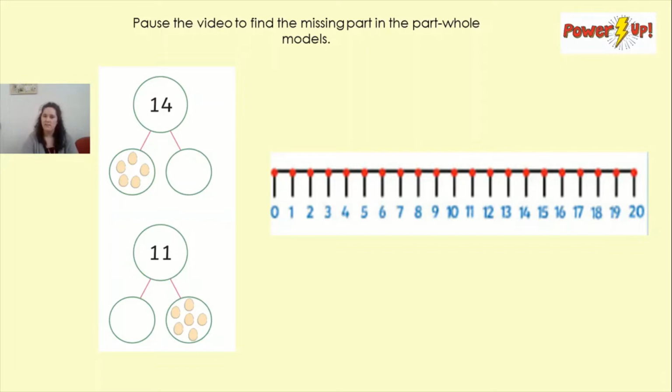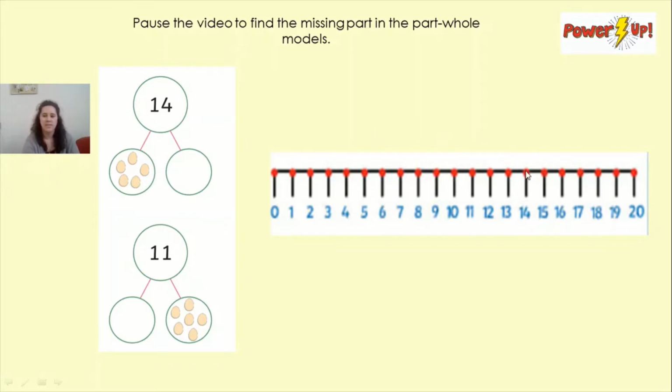Have you done it? Brilliant. Let's really quickly check those answers together. Right, up here we have the number 14, well done, and I can see that is my whole. Now one of my parts is, let's count those eggs, 1, 2, 3, 4, 5. I know one way that I can find the answer is to start on the whole and take away the part we have. So that's what I'm going to do for this first one.